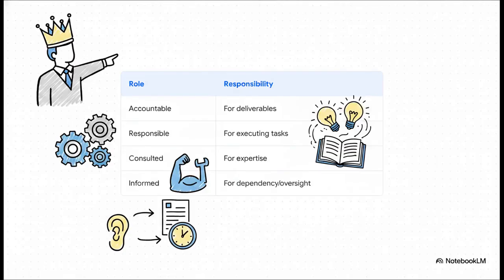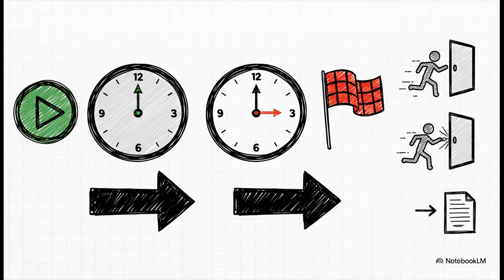Now this is how you solve the who-should-we-invite problem once and for all. You stop inviting people just in case. Instead, you invite them based on their specific role. The person who is accountable, they own the outcome. They have to be there. The responsible person, they do the work, so they're there to commit. The consulted folks are your experts. You bring them in for specific agenda items. And the informed, they don't need to be there at all. They can just read the minutes later.